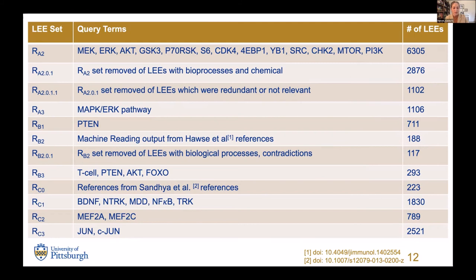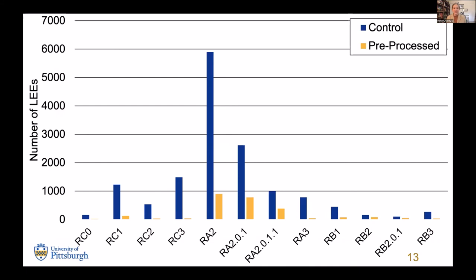And here we see just how many LEEs get filtered out if we pre-process an LEE set with flute. In each of these, more than half of the LEEs are removed, either because they're too novel for experts to say, yes, this is a valid, very common interaction that should be there, or because it's a machine reading error, where the LEE represented is not correct based on the literature and the science.